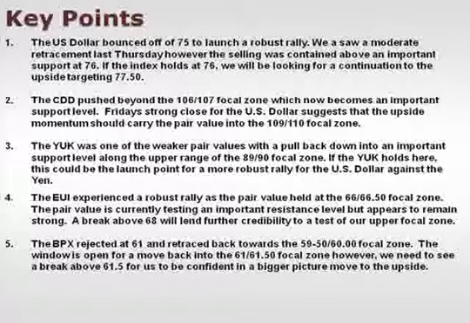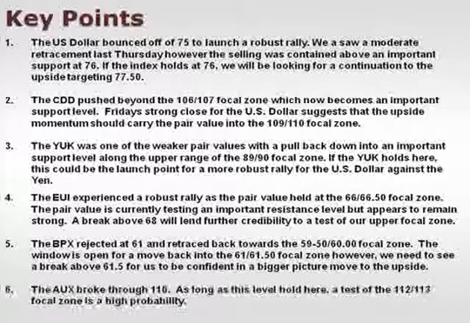The BPX rejected at 61 and retraced back down towards the 59.5, 60 focal zone. The window is now open for a move back into the 61, 61.5 focal zone. However, we need to see a break above 61.5 for us to be confident in a bigger picture move to the upside for the U.S. dollar. And finally, the AUX broke through 110. As long as this level holds, a test of the 112, 113 focal zone is a high probability.